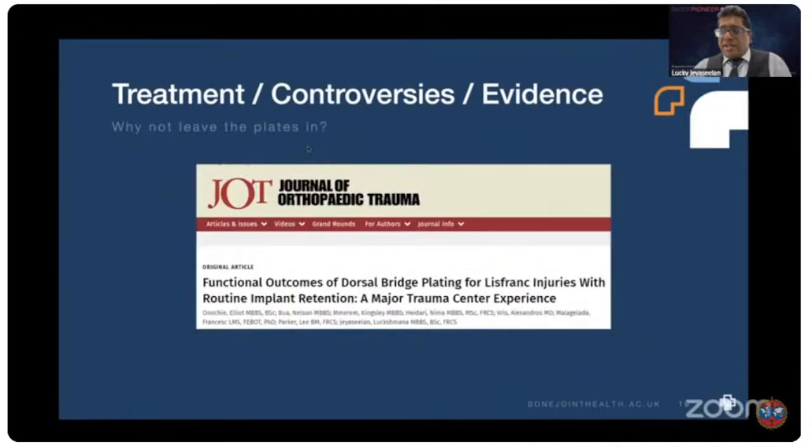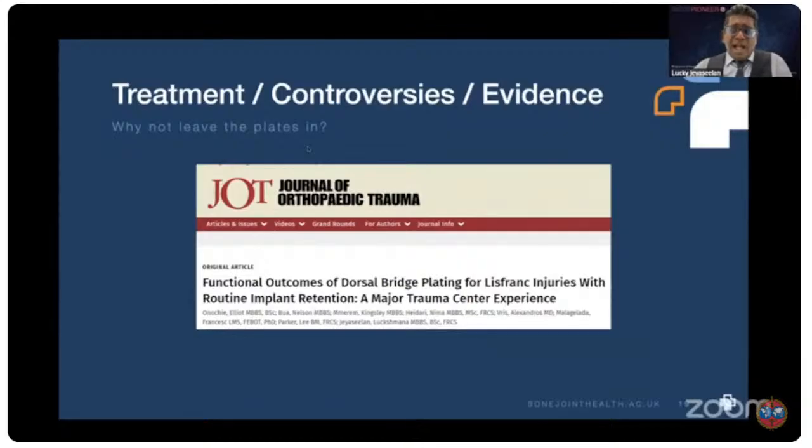The healthcare system that I work in means that often we are not able to get to patients as quickly as we want. And so we had a cohort of patients that had their metalwork left in situ. And when we looked at the outcomes compared to those that had plates removed, we found that they were pretty equivocal and no significant difference.